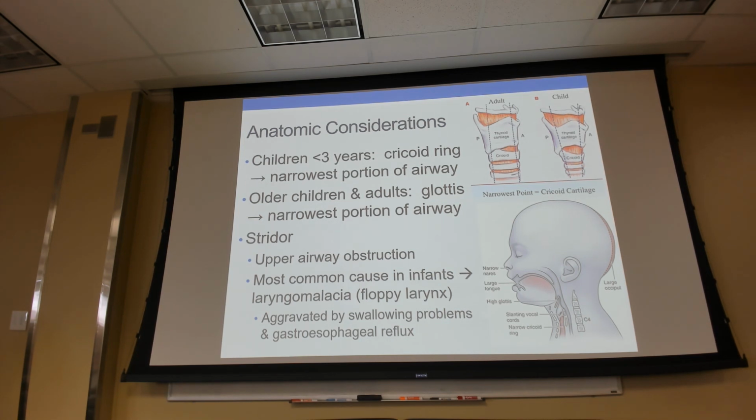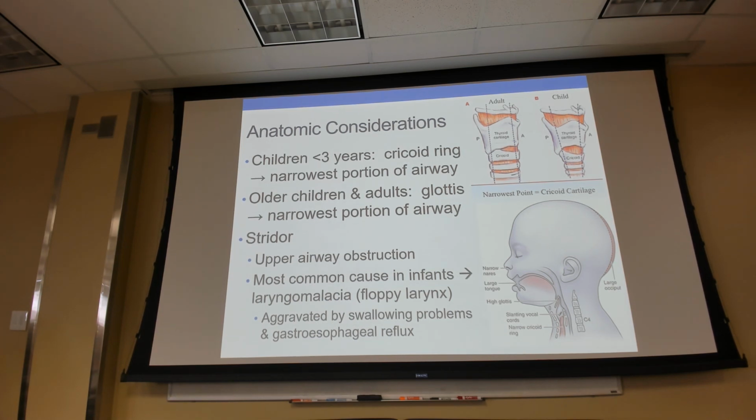Your older children and your adults, then your glottis goes pretty normal. And as you get older, so maybe a 4-year-old, it's kind of in the middle. 5, 6, 7, you're going up. So it takes a while to transition. But if you're thinking babies and those toddlers, your cricoid ring is that area.